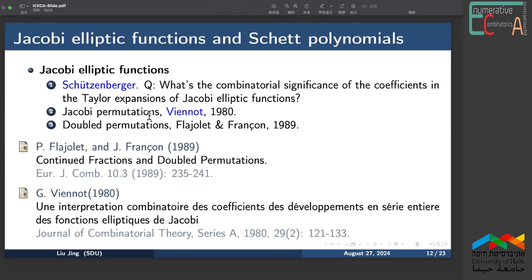Jacobi elliptic functions are important. Schulenburger was the first to focus on the combinatorial interpretation of the coefficients in their Taylor expansion. In 1980, Viennot defined a height statistic on Jacobi permutations, which provided the first combinatorial interpretation for these coefficients. Later, in 1989, Flajolet gave a simple interpretation as a generating function for doubled permutations, which was proved by using continued fractions.